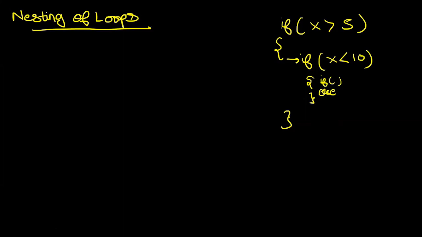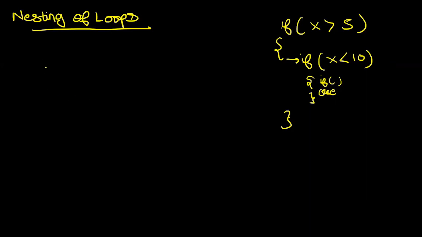That means you can put a loop inside another loop. That is, inside the body of a loop, you can have another loop. That is what is nesting of loops. So inside the body of a conditional, you had another conditional. That was nesting of conditionals. Similarly, inside the body of a loop, you can have another loop. That is what is known as nesting of loops.